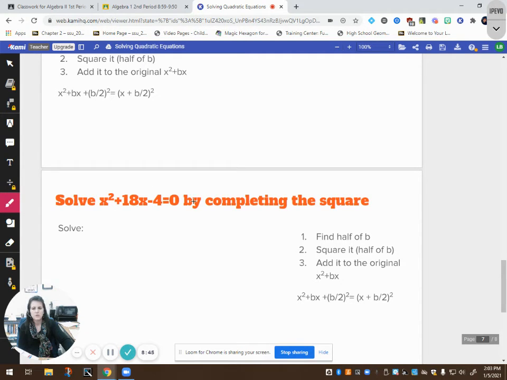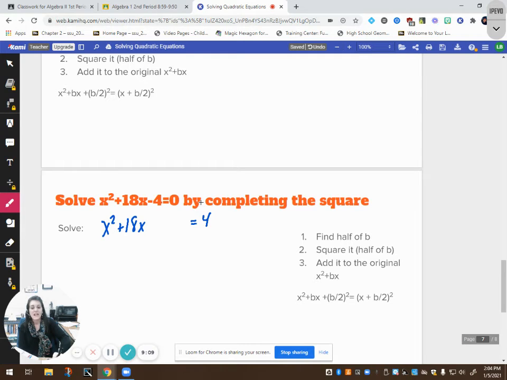So what I'm going to do is move this 4 over to the other side to kind of ignore it. So I end up with x squared plus 18x equals 4, right? I'm allowed to do that. Add 4 to both sides. So now I'm just going to focus in on this half, and it says find half of b. Well, what's half of 18? I just told you it's 9.